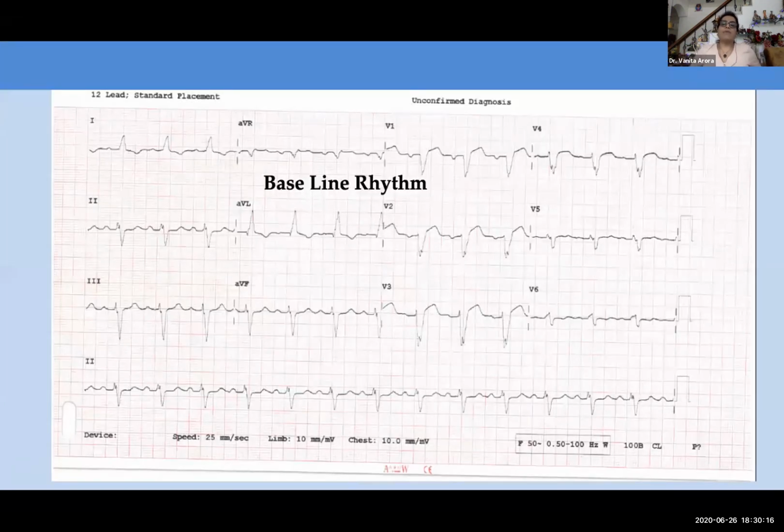Giving another example of how important these algorithms are. This is the baseline ECG of a patient showing a left bundle branch block. QRS is around 150 milliseconds. There is some notching. PR is around 200 milliseconds. It's a left bundle branch block pattern.